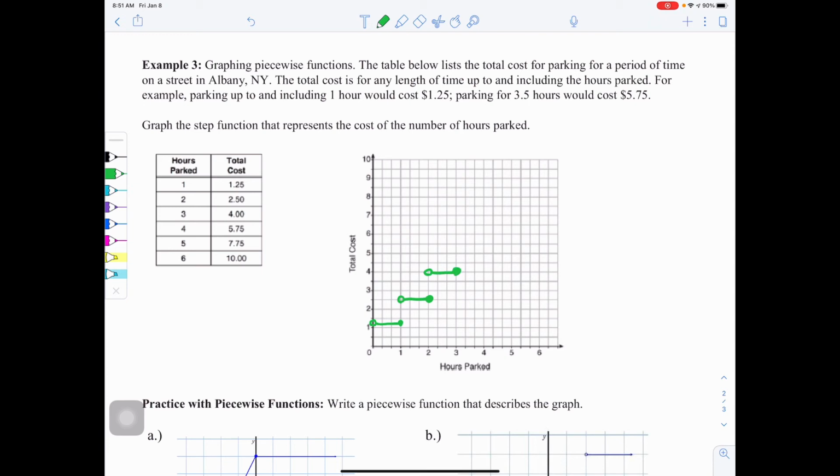The next one is $5.75, up to and including 4 hours. Then $7.75, up to and including 5 hours. And then we have $10, up to and including 6. So there are all of our steps that represent this parking situation.